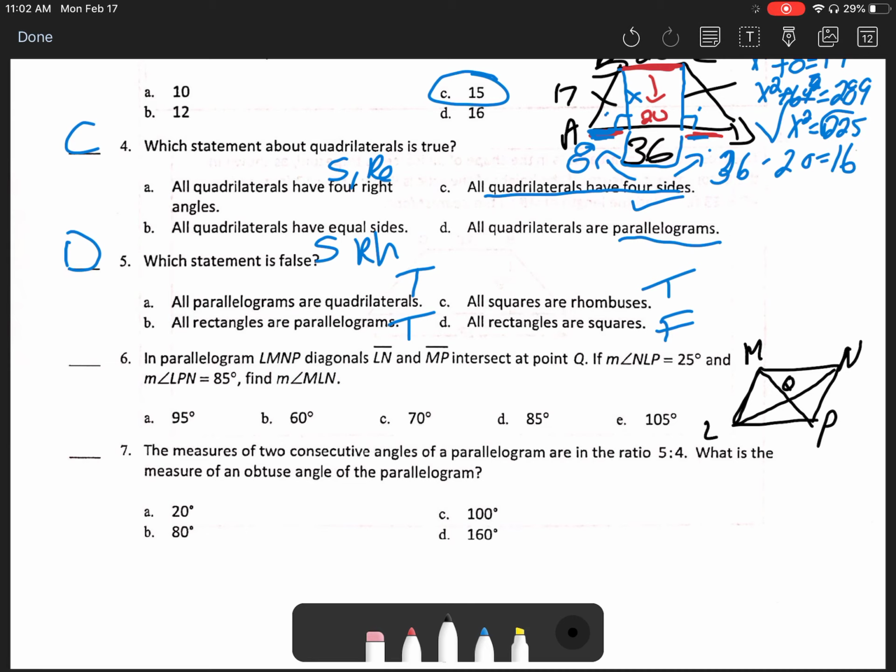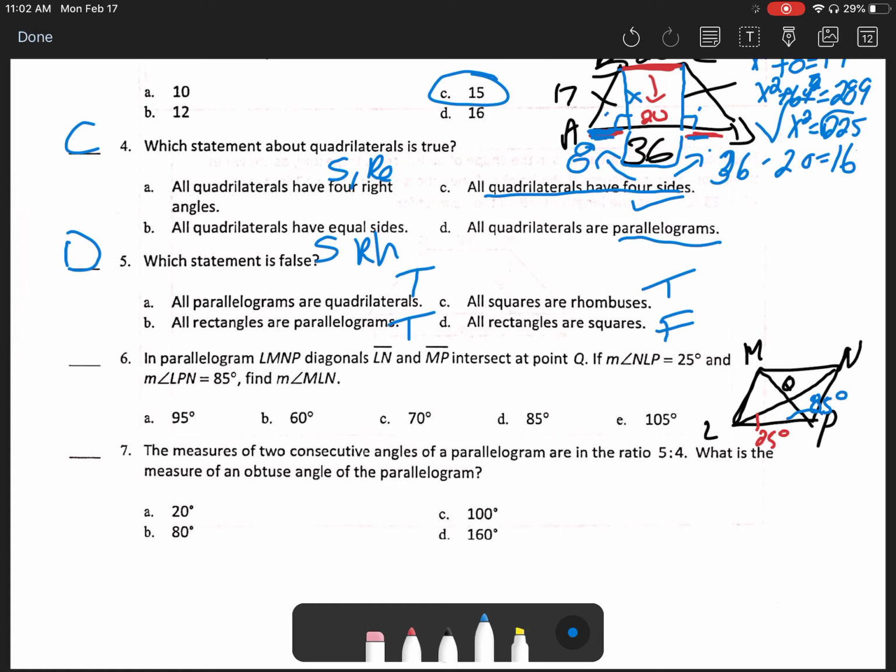If angle NLP, so this angle right here, is 25 degrees, and angle LPN, so that's going to be this big angle right here, is 85 degrees.